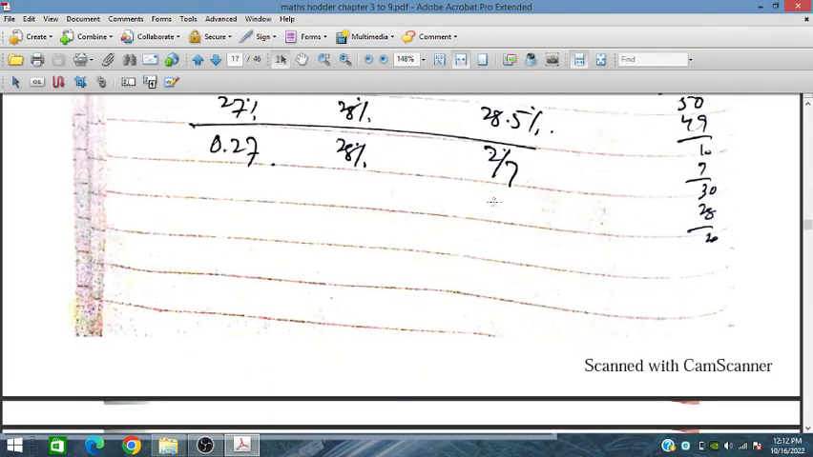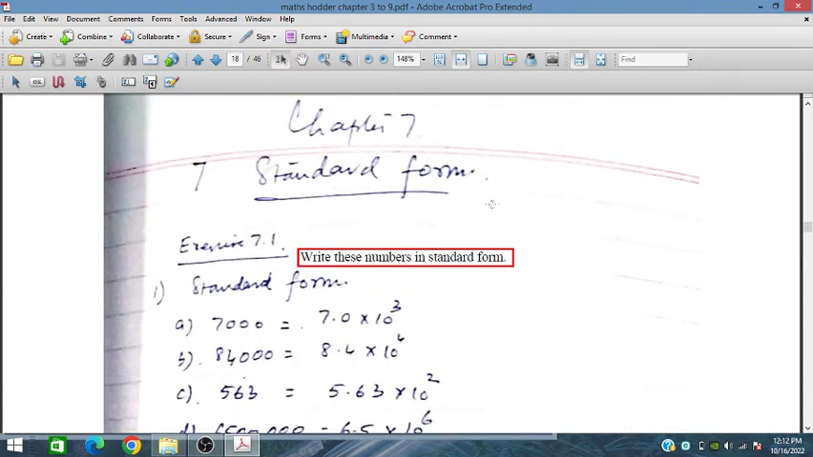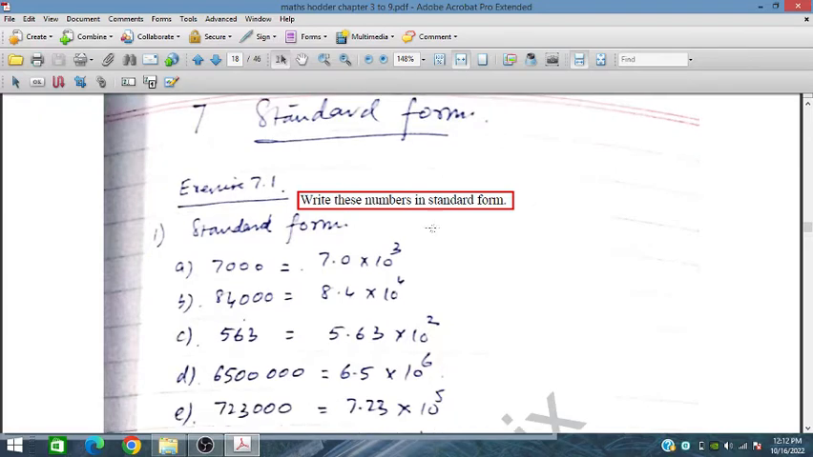Similarly for this one. And now chapter 7, standard form. This is an ordinary form, and this is the standard form. We write at least 1 digit before the decimal point and have a power of 10.